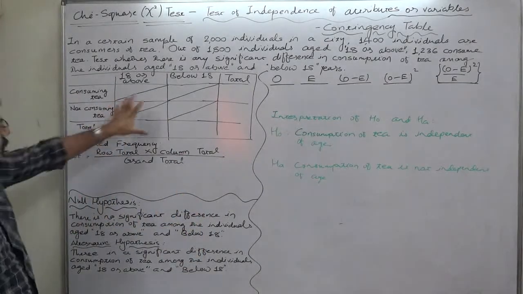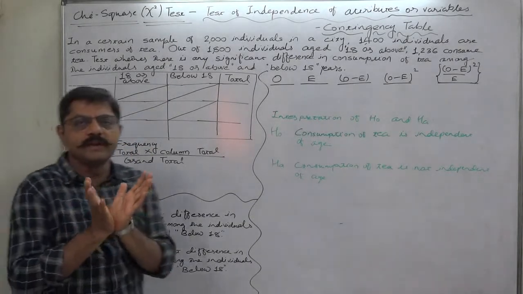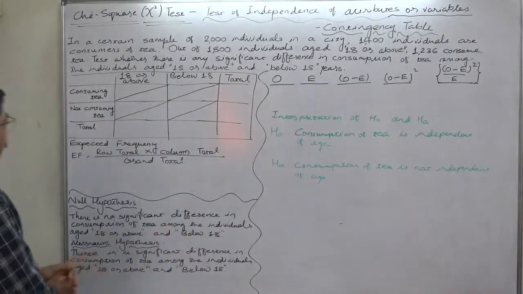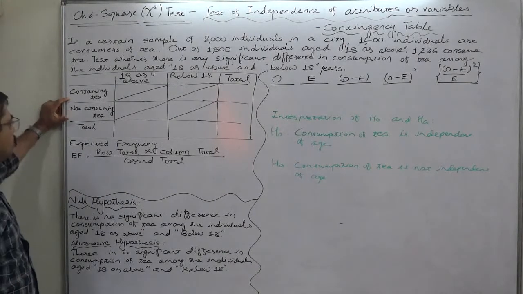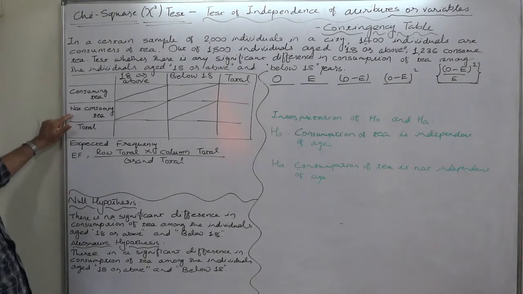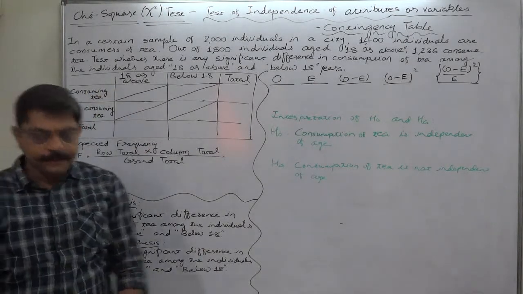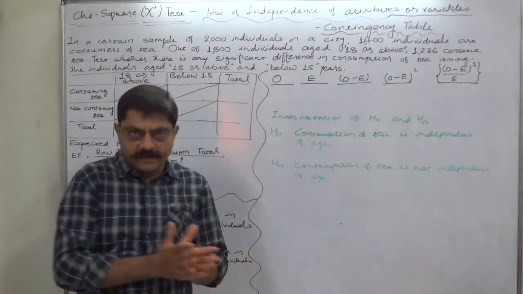Now the first variable is age. Another is consumption of tea. There are 2 kinds of individuals, consuming tea and not consuming tea. So another attribute is consumption of tea, and there can be again 2 rows or 2 columns: one is consuming tea and another is not consuming tea. In this way, we have 2 columns and 2 rows on the basis of having the characteristic and not having the characteristic.